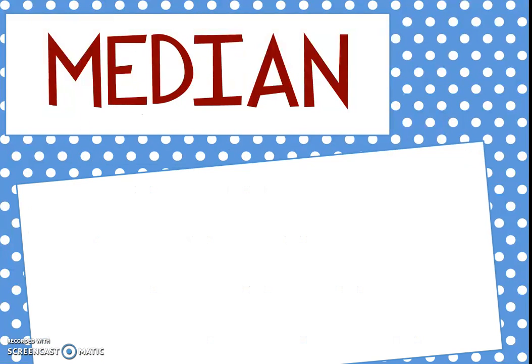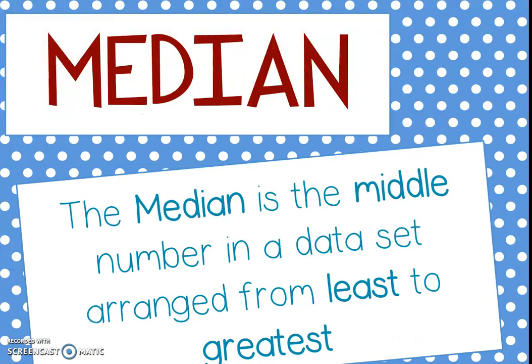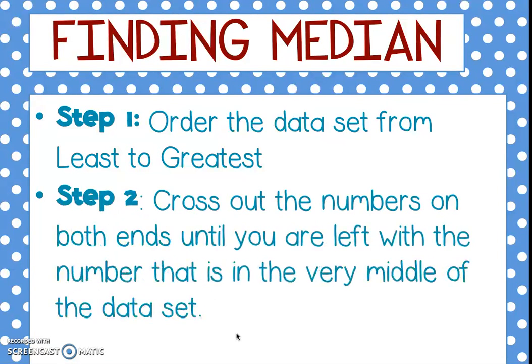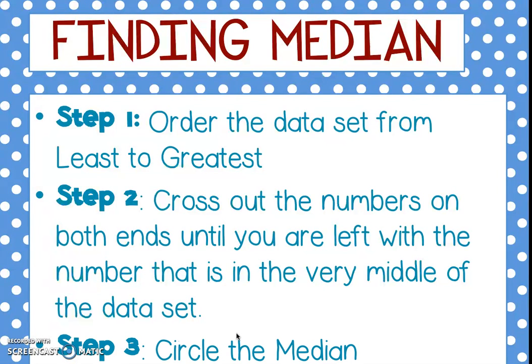Okay, so quick review. Median is the middle number in a data set when it is arranged from least to greatest. So remember we talked about today, it's the very middle, but another important part of that definition is that the data set is arranged from least to greatest. So when you find the median, first thing that you're going to do, obviously, is order that data set from smallest to largest or from least to greatest. And then you're going to cross out the numbers on both ends until you're left with one or maybe two numbers in the very middle of the data set. Before you're finished, just circle that median so that we can easily see it when we start doing other statistical calculations. It'll be really important that that median is circled and ready to go.